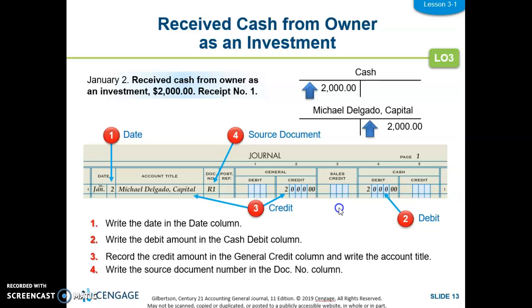Couple of things, dollar signs and decimal points are not used when writing amounts on ruled accounting paper. So we're not going to use dollar symbols, and we're not going to use decimal points. Do not use commas. None of that is needed.